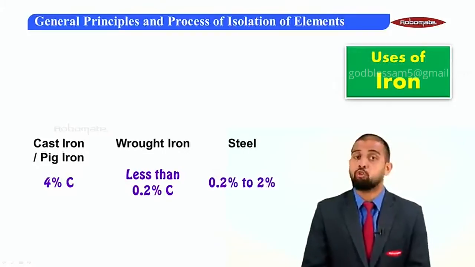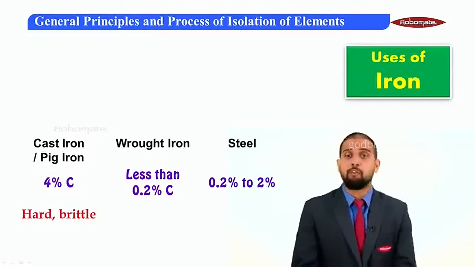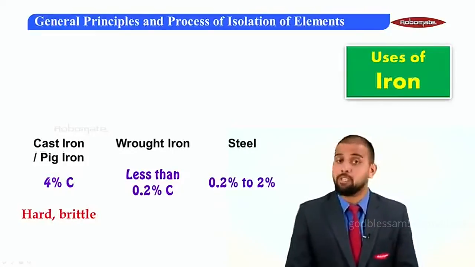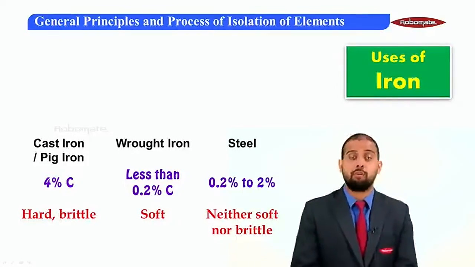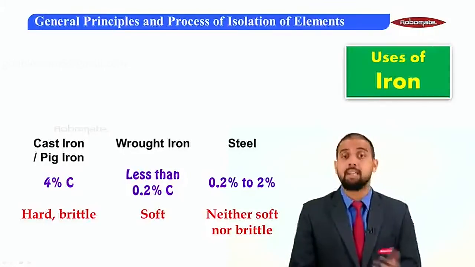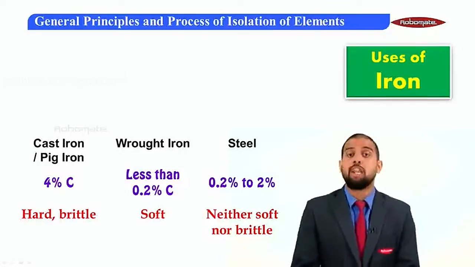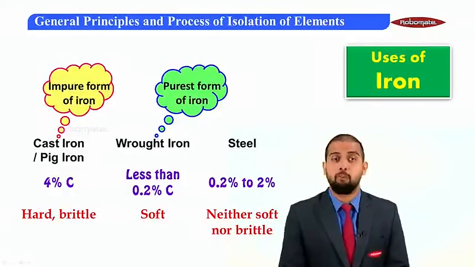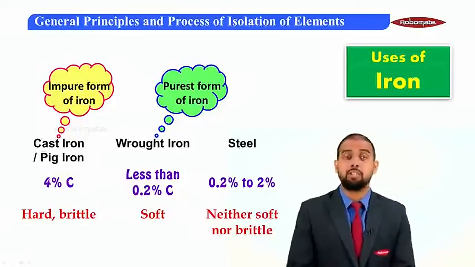between 0.2 to 2% carbon. So talking about the first one, which contains 4% carbon, cast iron or pig iron, they are hard as well as brittle. Wrought iron is the soft form of iron, and steel comes in between. That is, they are neither too soft nor brittle. All you have to remember is the wrought iron, we call it the purest form of iron, whereas the cast or the pig iron is the impure form of iron. Well, these are some general things about iron.